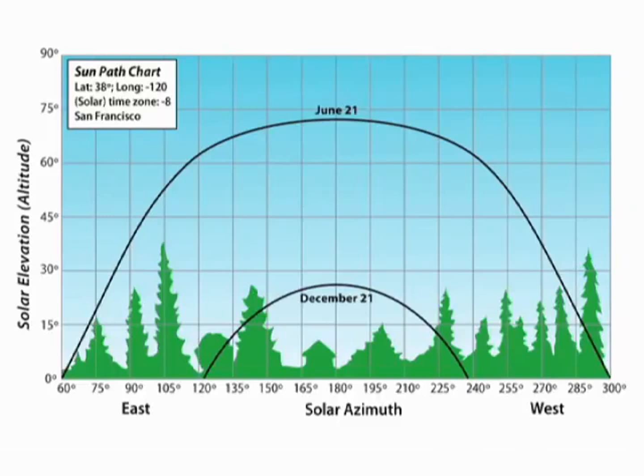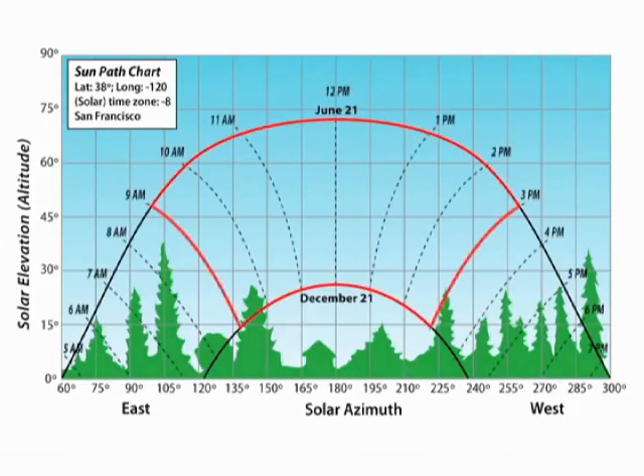We can overlay the locations of shading obstacles like trees or buildings. Here we've also overlaid the sun's paths on the shortest and the longest days of the year. We can also graph the position lines for the hours of the day. This shows the solar window, the area of the sky where the sun will be between 9 a.m. and 3 p.m. throughout the entire year.